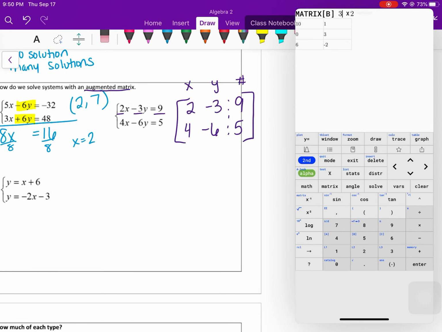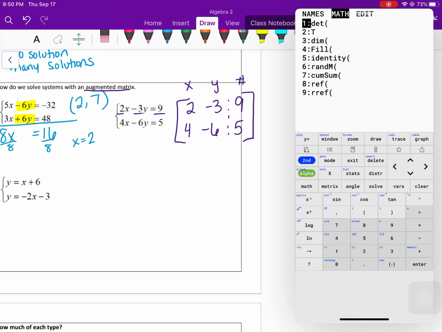So I'm going to go second quit, go back to my main screen, clear it. Go into matrix. I'm going to go over to edit. I'm going to edit my matrix A. It is now going to be a 2 by 3 matrix, and I'm going to retype over the values that are in there to match the matrix that I have on my screen. Remember to use the negative key and not the minus.